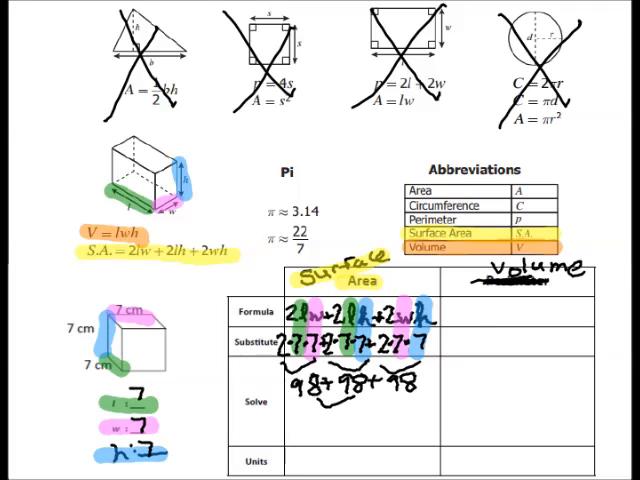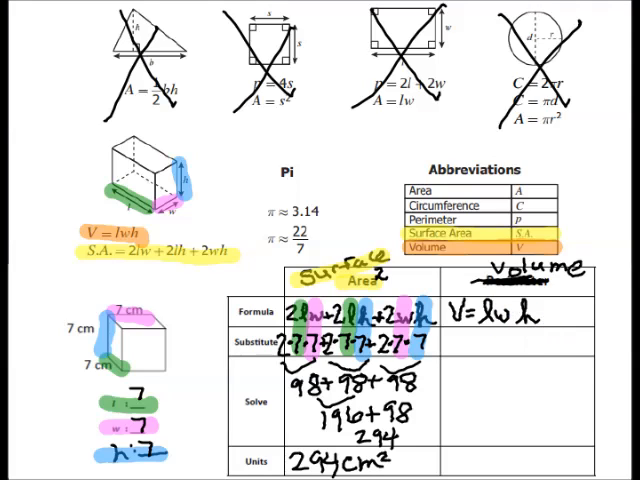So I'm going to add 98 and 98 together to get 196. Then I'm going to add another 98 to the 196, and I get 294. So I have 294 centimeters, but I want to cover the surface with squares, so it's going to be 294 centimeters squared.